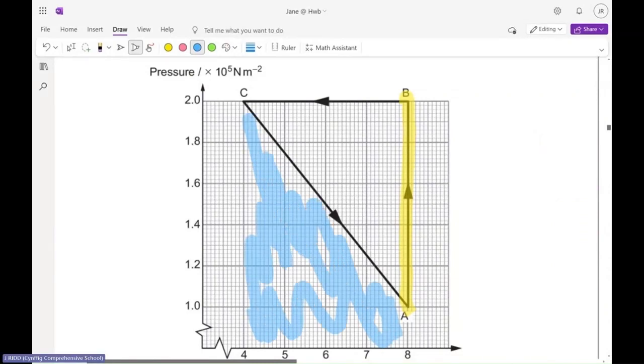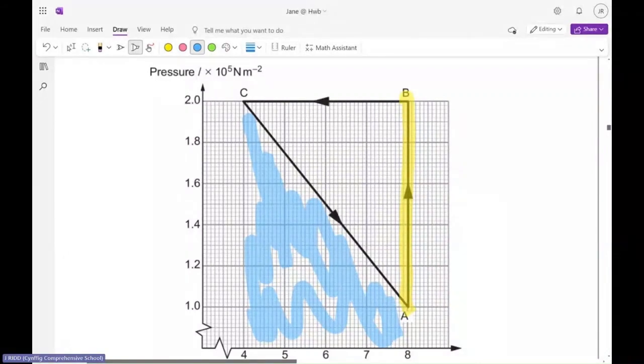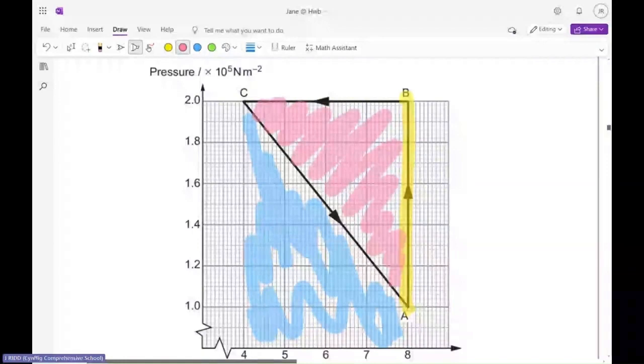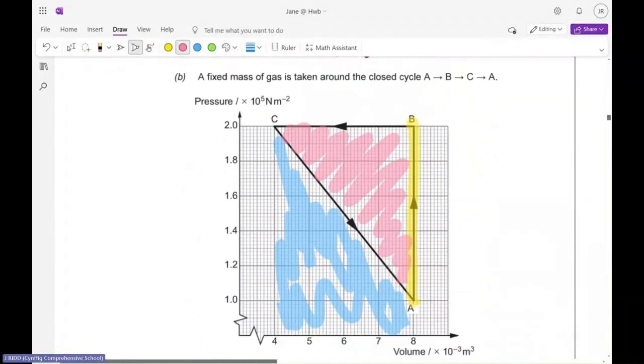The work done on the gas, though, from B to C, is everything under the line BC. And essentially, the difference between those two things is going to be the net work done on the gas. Now, that is the same as working out this area here. So the net work done is the area of that enclosed space.